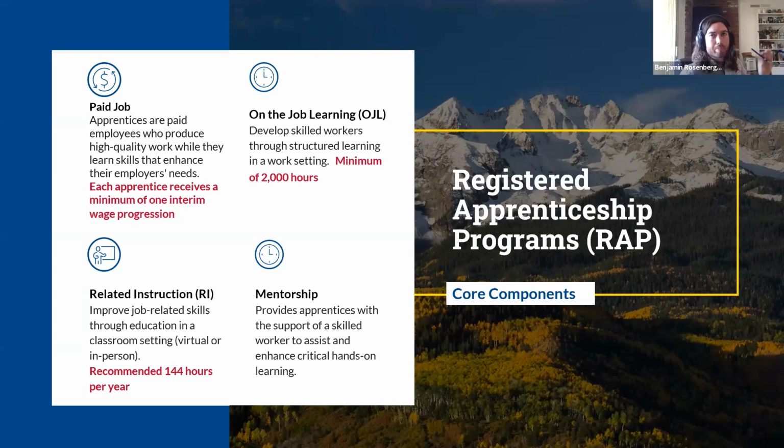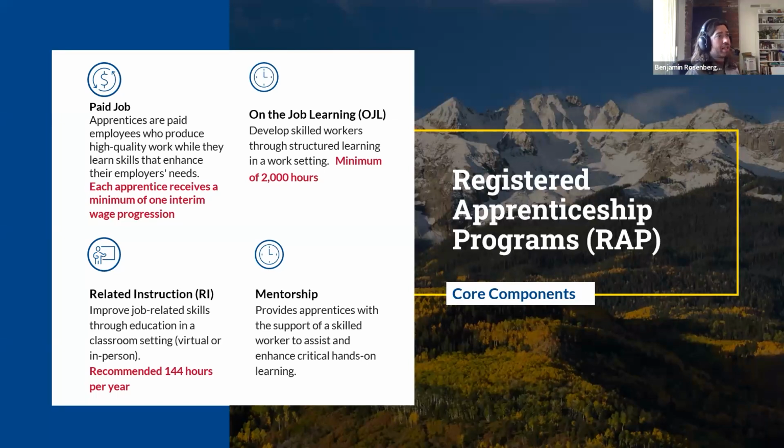Apprentices are paid employees. They are W-2 employees who have full employee protections. You're not hiring an intern. You're not hiring a temp. You are hiring a full-on employee. And that employee will receive a minimum of 1 interim wage progression during the apprenticeship program and have a final wage. So they get 2 different pay raises as they learn those skills and as they become more productive for the employer. So that's the first and foremost. It is a guaranteed paid job. Even though it's a training program, it is still a job.